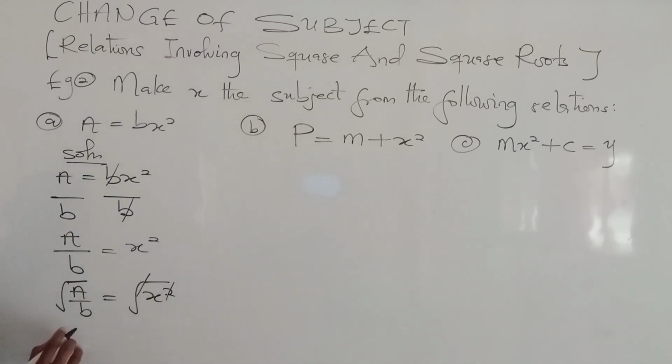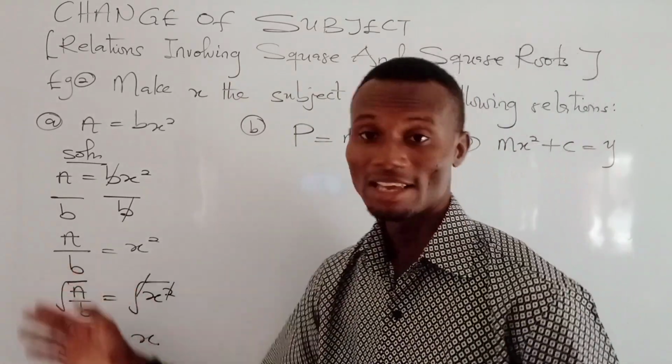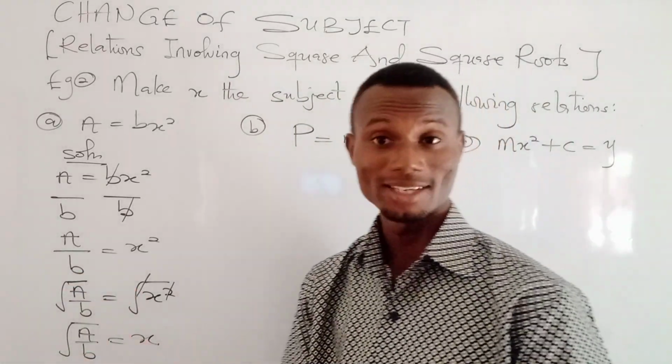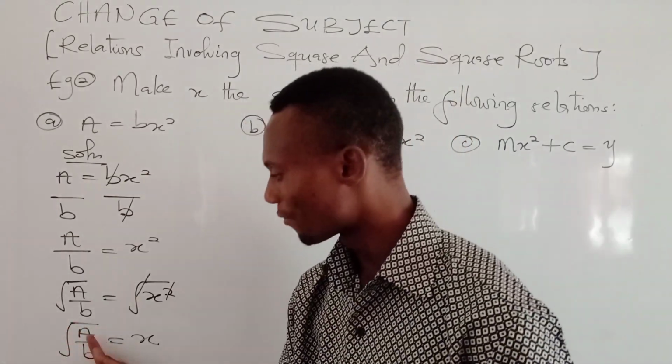Now let's repeat what we have left. What I have left here is the square root of A over B equals S. Now you can see that S is standing alone from the given equation, so it means we've made S the subject. Look at it. We have S equals the square root of A over B.